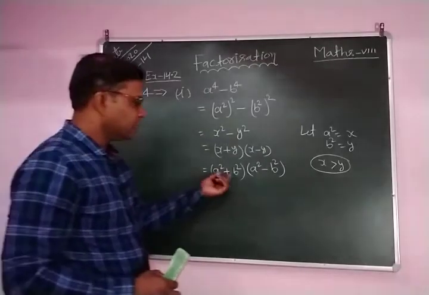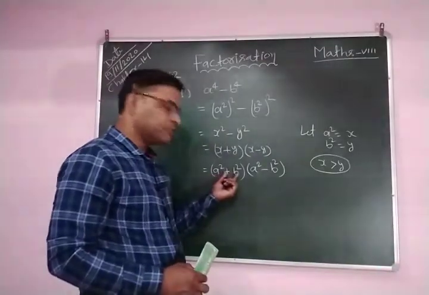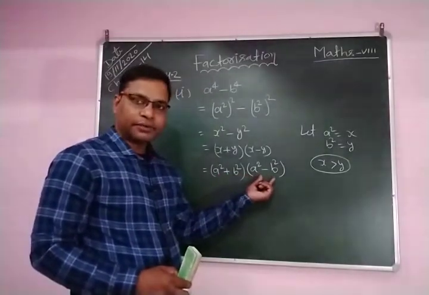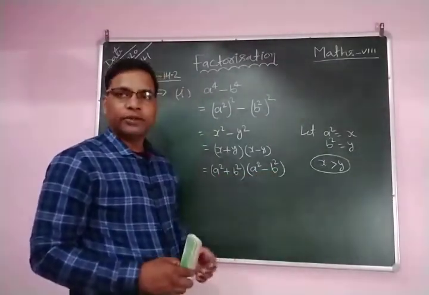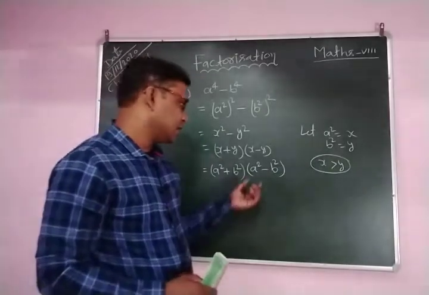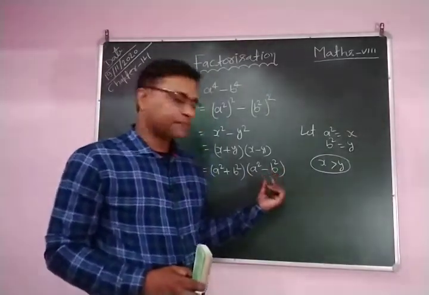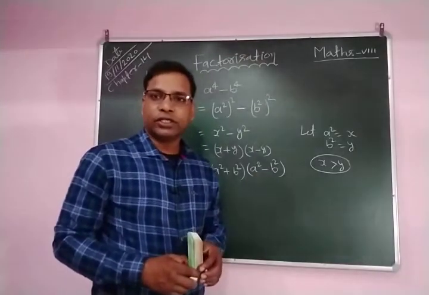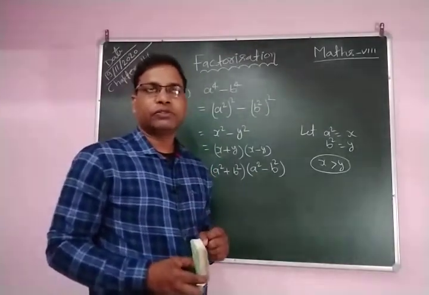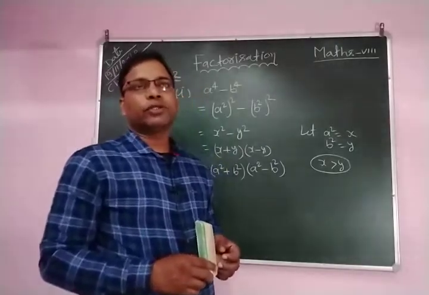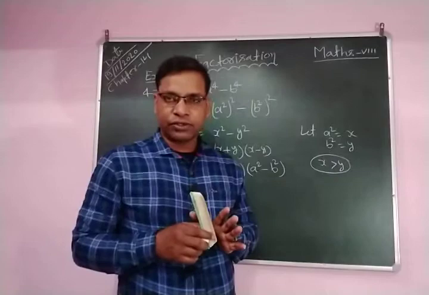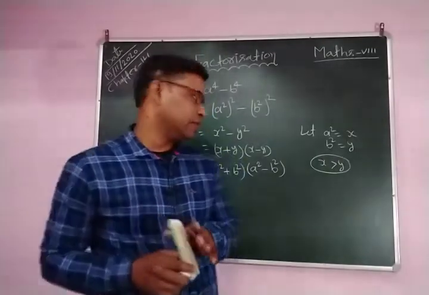So here you can see we have a square plus b square, and you can't find its factors. But in the second part, a square minus b square, we can find its factors, because this is a form of the third identity. The third identity is the difference of two squares. Difference of two squares is equal to the sum of the numbers into the difference of the numbers.